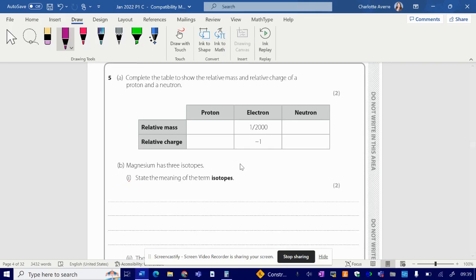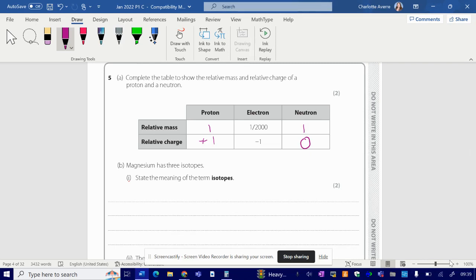Okay. Number 5 is a nice little atomic structure question. So it's asking you for the relative masses and charges of protons, neutrons and electrons. So this you just need to know. Okay, your protons and neutrons have a mass of 1 each, and then protons are positive, neutrons are neutral. So that completes that question.